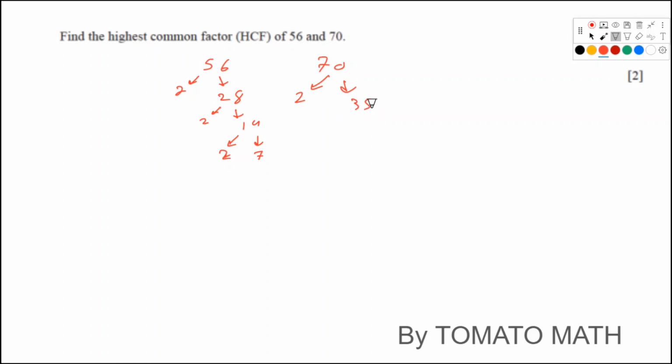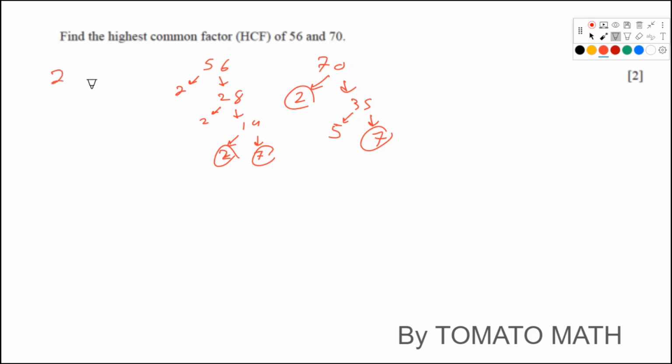35, we cannot divide it by 2, we cannot divide it by 3, but we can divide it by 5. We know that in lowest common multiple, or LCM, we will take all of the numbers and multiply them. But in HCF, we will only take the numbers that appear in both 70 and 56. So we can see that 2 and 7 appear in both of these numbers.